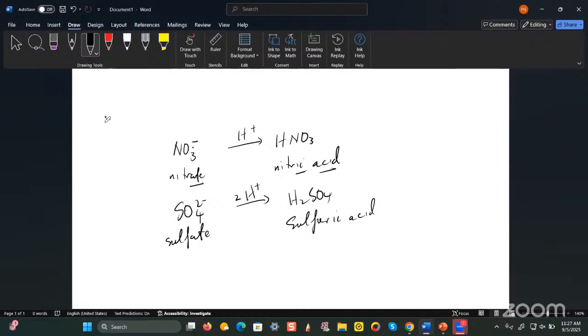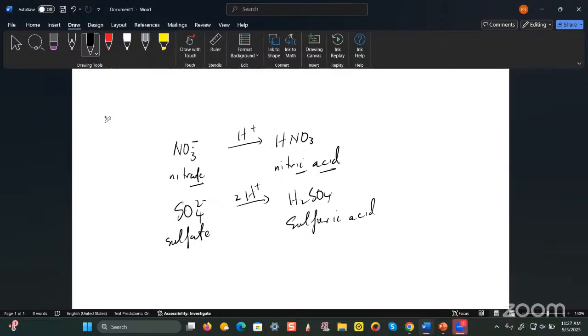All right. So that's basically how we name acids based on the names of the anions that end with ATE. If the name of the anion ends with ATE, then to get the name of the corresponding acid, we replace the ATE ending with ic acid. If the name of the anion ends with ITE, then you replace the ITE ending with OUS acid to get the corresponding name of the acid that is formed from it, all right? So that's basically how we name acids.